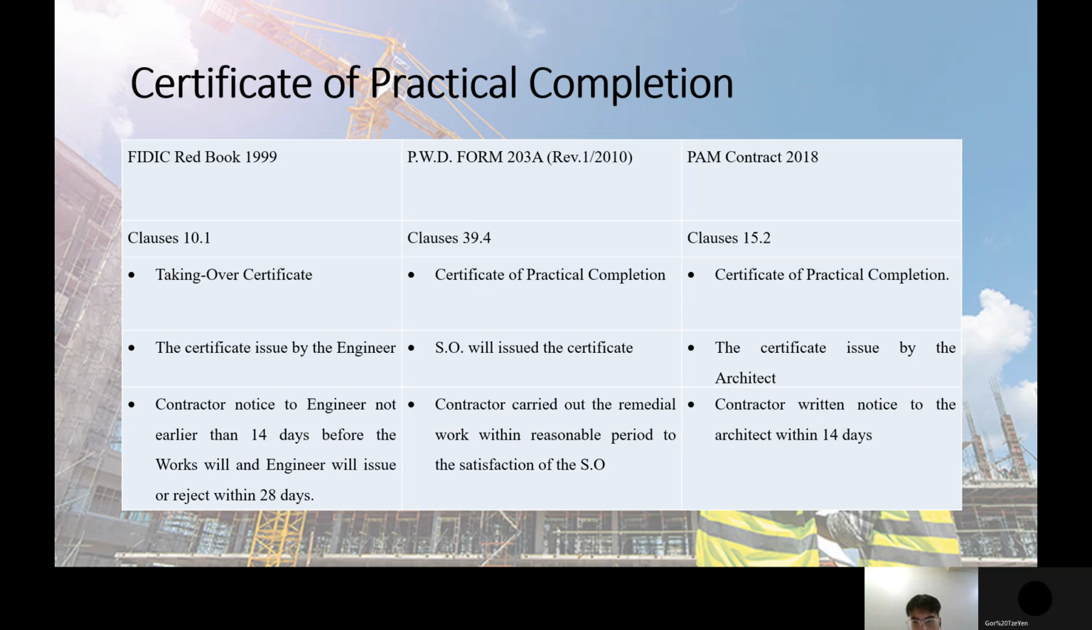The last one is the PAM Contract 2018. It uses clause 15.2. The certificate of practical completion is issued by the architect, and the contractor returns notice to the architect within 14 days.